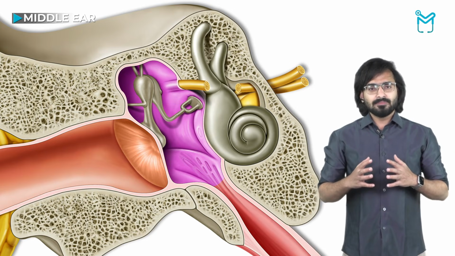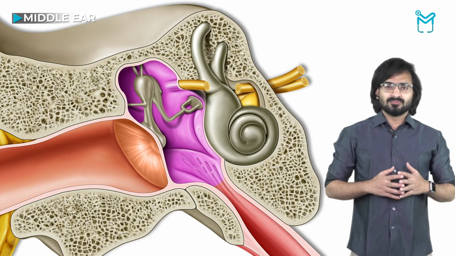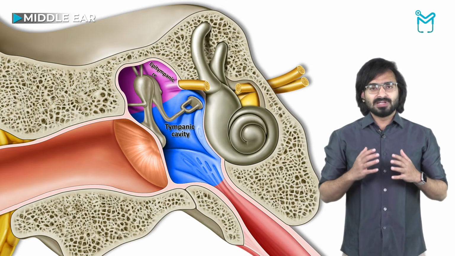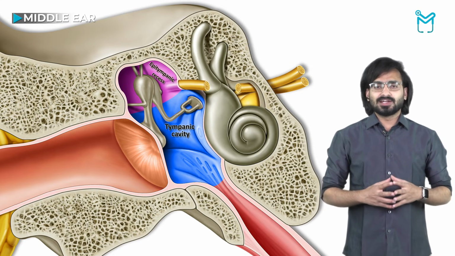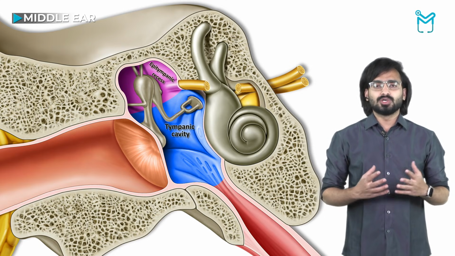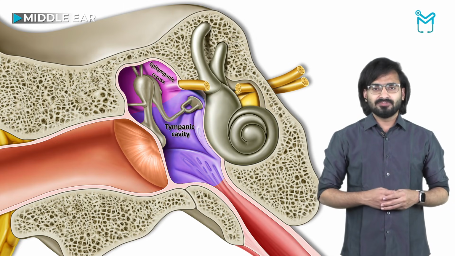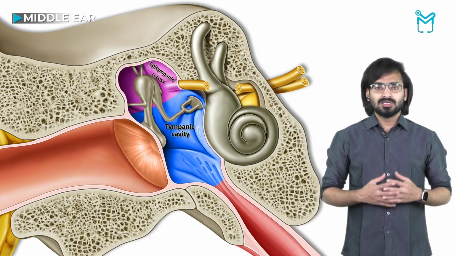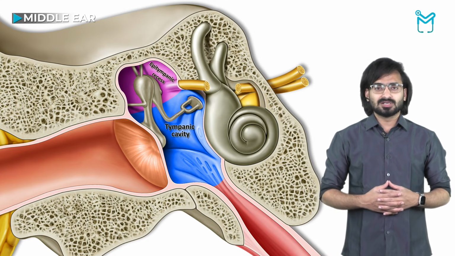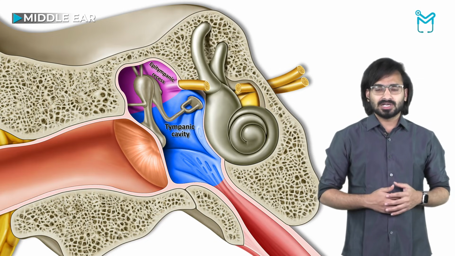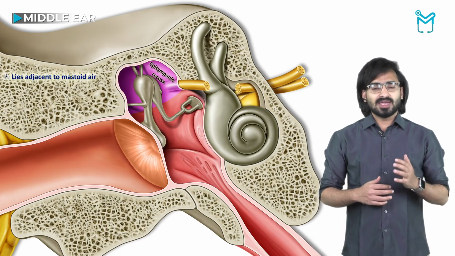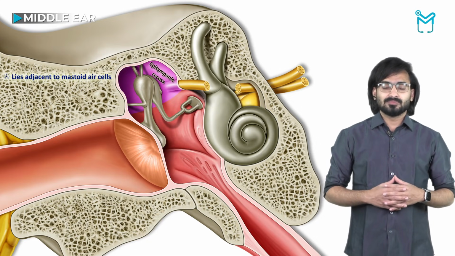The middle ear can be divided into two parts. The first part is the tympanic cavity and the second part is the epitympanic recess. Earlier I told you the middle ear is divided into two regions: one is the tympanic cavity, second one is the epitympanic recess. What is the epitympanic recess? Epitympanic recess is nothing but a space just above the tympanic cavity. And this epitympanic recess lies adjacent to the mastoid air cells.